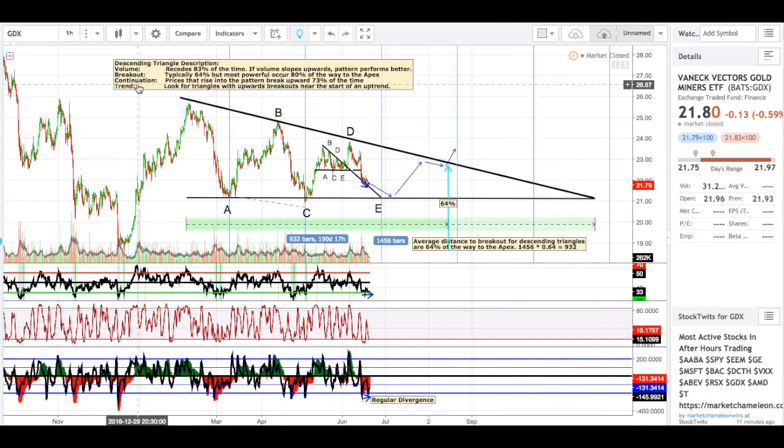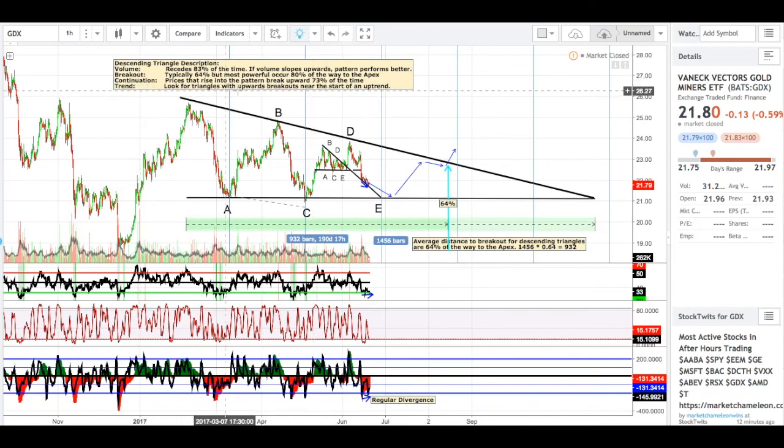Going back to our description, continuation: prices that rise into the pattern break upwards 73% of the time. So we have this long downtrend here, however we bottomed out pretty hard and we skyrocketed on up. So I would count this rise because this is our main support line and it's above the bottom. I would count this as a rise into the pattern instead of a fall into the pattern. So this says that it should break upwards 73% of the time.